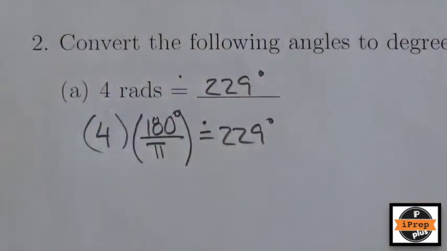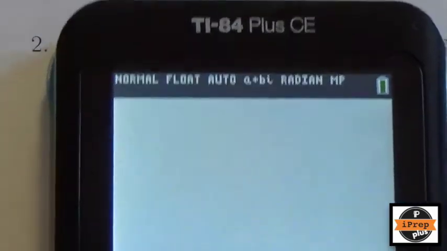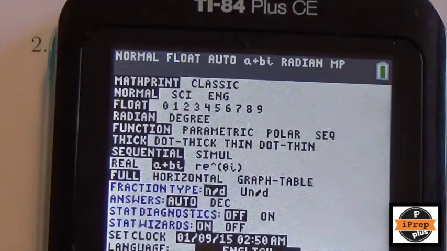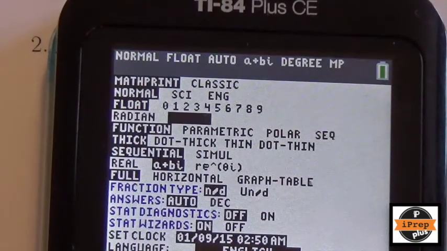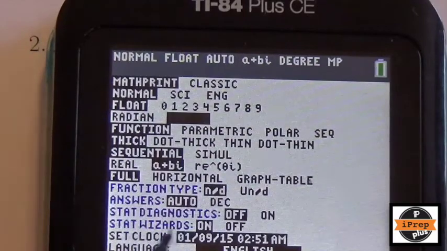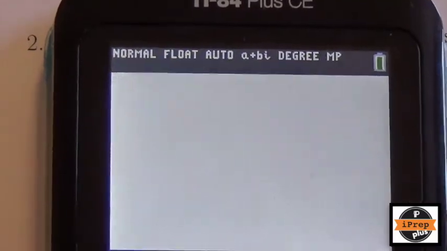Now, there is another way of doing that. Let me show you how to do this on your calculator. We're going to convert radians to degrees. What we do here is make sure that we are in degree mode. I need to be in the mode that I'm converting to. And now I'll quit. So second quit.